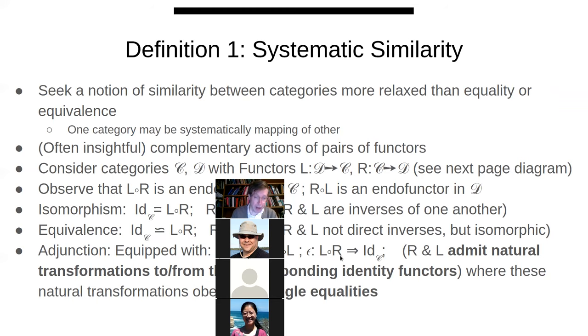And for L after R, how do we map each particular value as mapped by that into this value in C by itself? So this is in C. So how do we map from L after R on C into C? So that's what these natural transformations give.